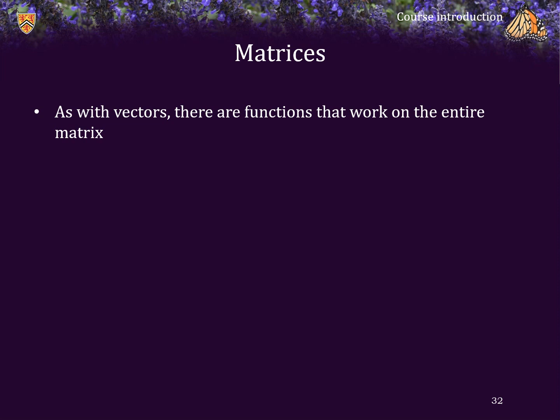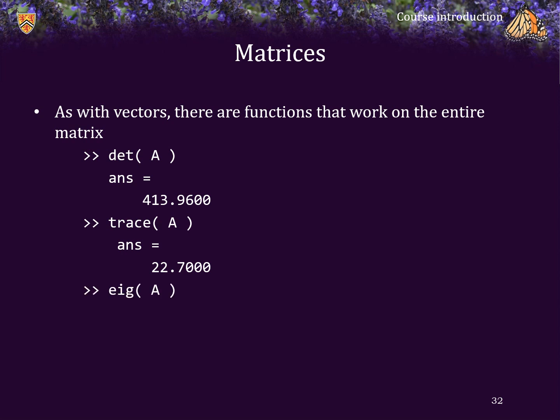Now, as with vectors, there are functions that also work on the entire matrix, and what is returned depends on what's requested. For example, recall that the matrix A was square and 3 by 3. We can therefore ask what is the change in ratio of volumes as we map a region under this matrix A. Well, that's the determinant, and in this case, the determinant is 413.96. We can ask what is the trace of this matrix, which is the sum of the entries on the diagonal, 22.7. We can even ask what are the eigenvalues of that matrix, and Matlab will happily calculate them for you.